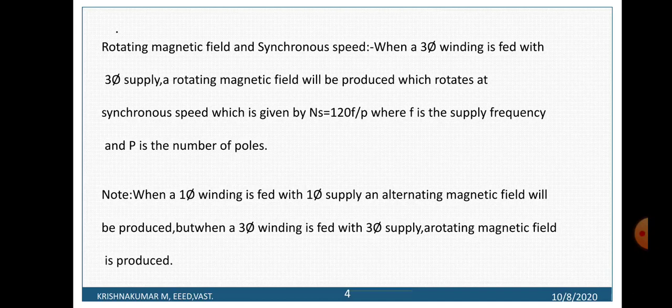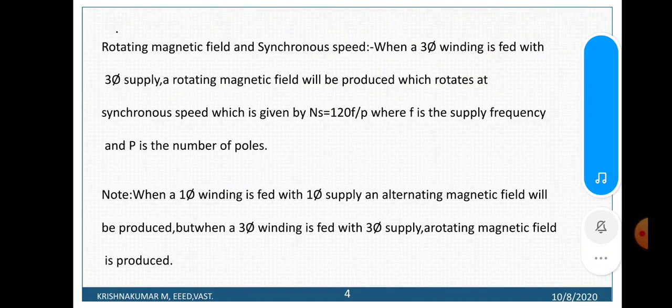Before that, you have to understand one important thing. What is meant by synchronous speed? Synchronous speed is the required speed according to the frequency and number of poles. It can be denoted as Ns. Ns is equal to 120 F by P, where F is the frequency and P is the number of poles.